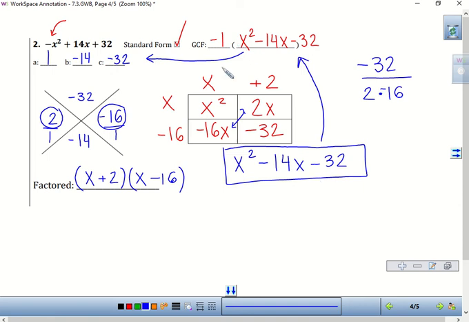Now, one last thing that we're not quite done with yet, factored form. One thing that we didn't write in yet, the GCF. Whatever GCF you factored out here, if it's not 1, you have to put it on the outside of this. So it goes on the outside, the GCF. Everybody got that? Put the GCF on the outside.